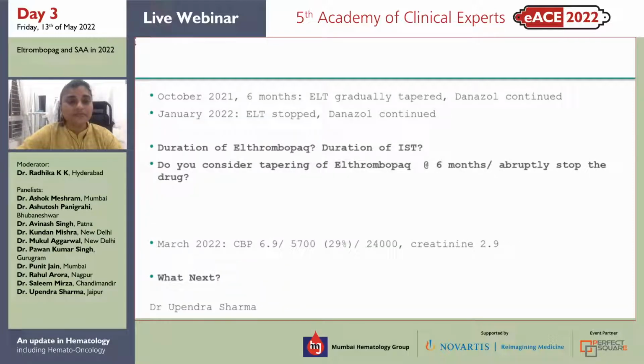Next slide, please. So 6 months later, eltrombopag was tapered, danazol continued on. Then eltrombopag stopped, but danazol was continued. So I would like to check, Dr. Upendra sir, do you consider tapering of eltrombopag at the end of 6 months?